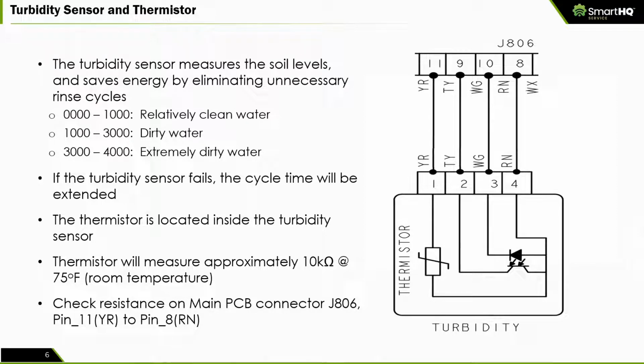Now, if you want to measure the resistance on the thermistor, you can do that very easily by putting your multimeter across pins 11 and 8 on main PCB connector J806. And the resistance value you're expecting is about 10 kilo ohms at 75 degrees Fahrenheit or room temperature.